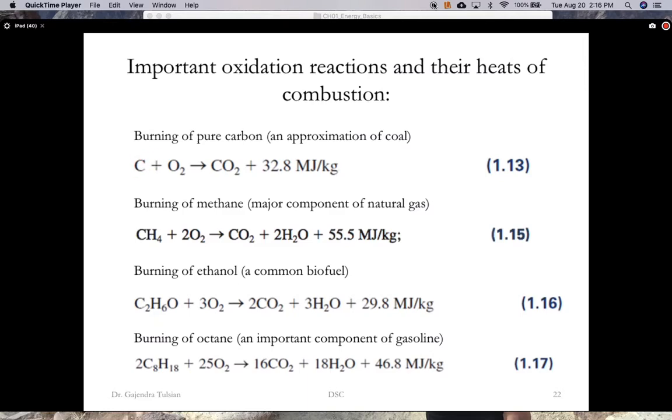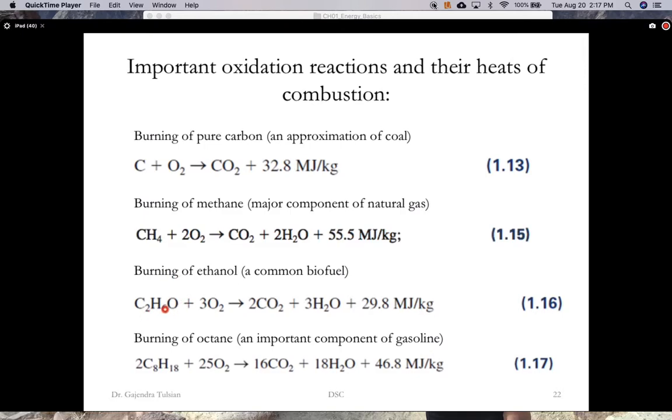Here's methane, the major component of natural gas. When you burn methane, you're releasing 55.5 megajoules per kg. So you can see that you're releasing more energy than when you burn coal, except here's the problem: methane is a gas and it's harder to transport. A kg of methane takes up a large volume, while a kg of coal takes up very little volume.